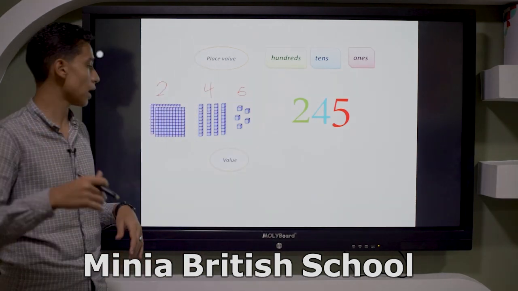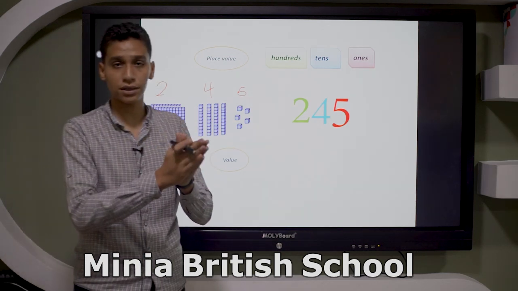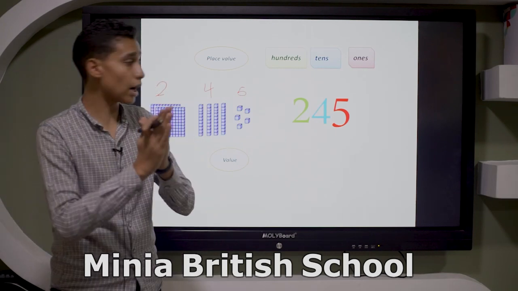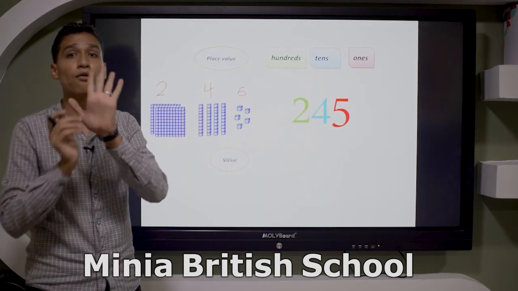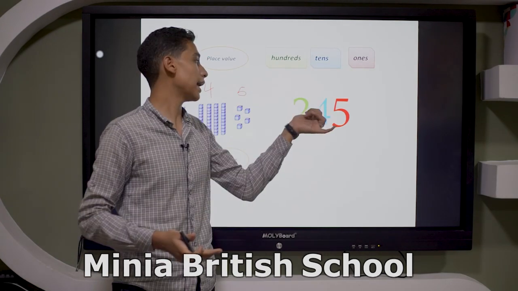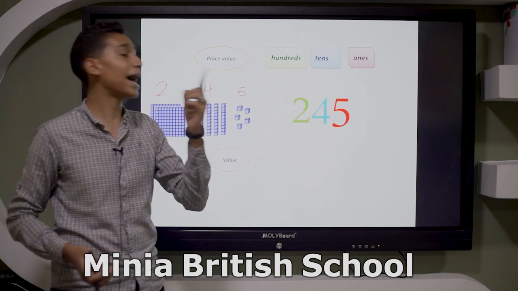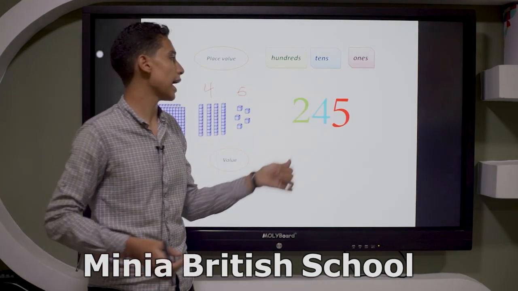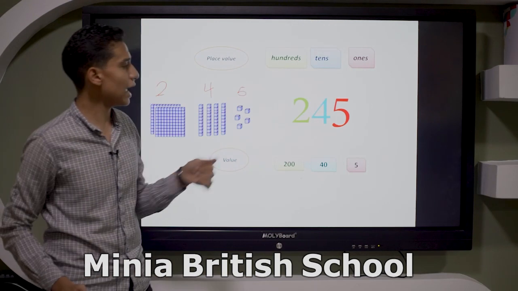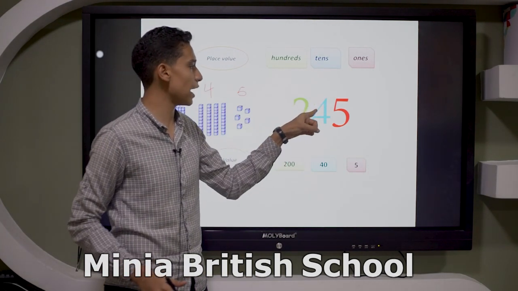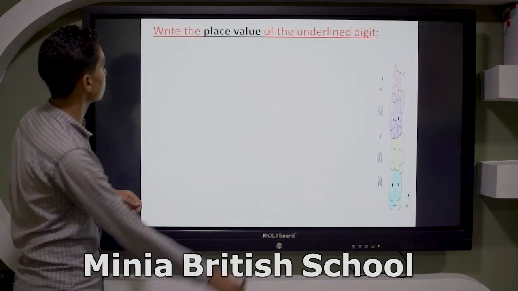If I ask you about the value, remember this quote: as you read, as you write. Here, 245. I need the value of 5. I read it 5, so the value of 5 is 5. And 40, so the value of 4 is 40. And the value of 2 is 200 because I read it 200.